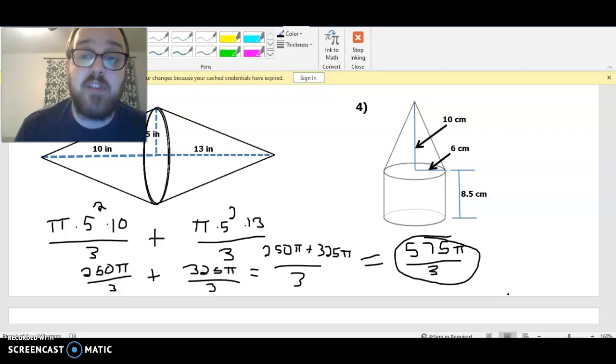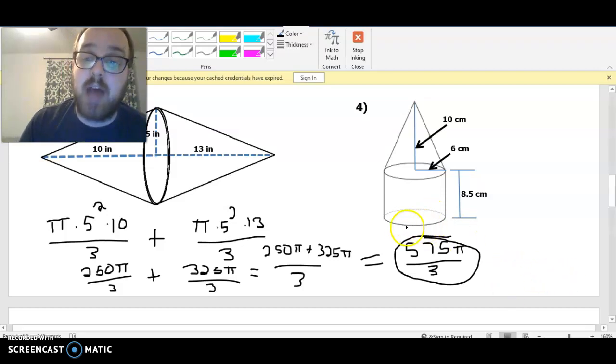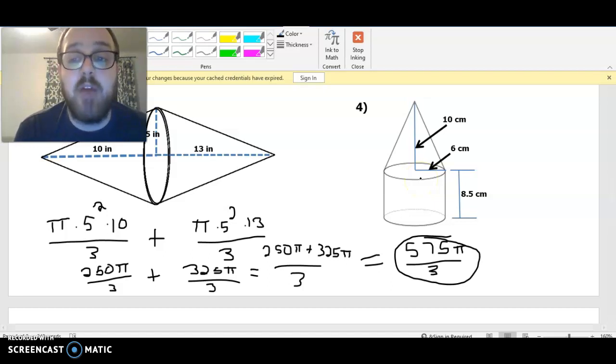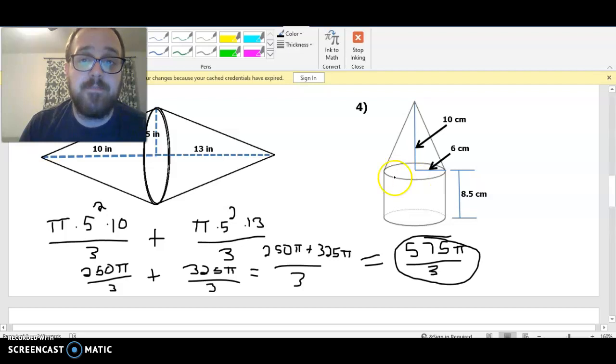What I'd like you guys to do is try number 4. Now, be careful with number 4. It's very similar to number 3 in that we have two shapes together. However, notice that this bottom shape here is a cylinder. So when you go to calculate it, make sure you don't divide that portion by 3 because it's a cylinder. It's just going to be the normal calculation that we have. So I'm going to do the same thing we did before. I'll pause the video, go ahead and take your time figuring out the volume of that cone and that cylinder and add them together. And then we'll meet back and talk about it and make sure that we all have the same answer.